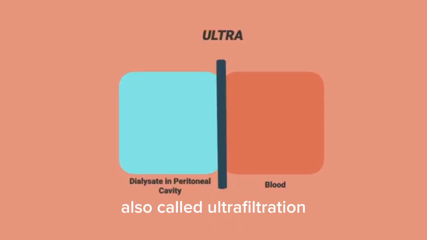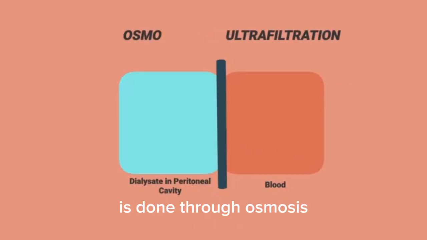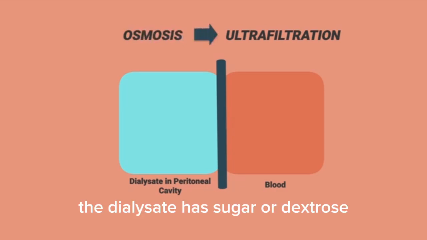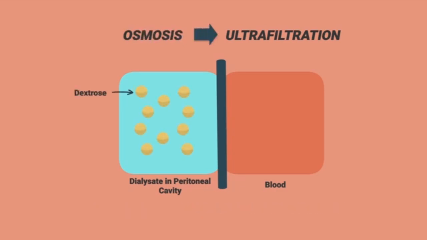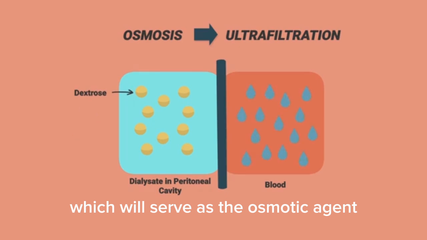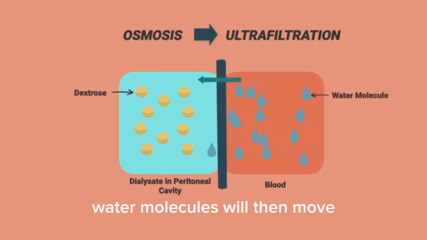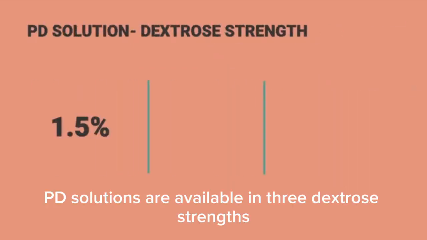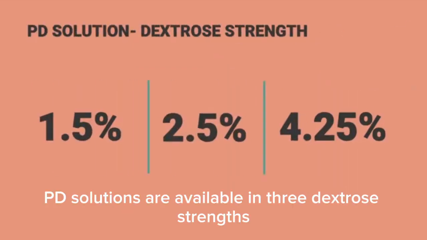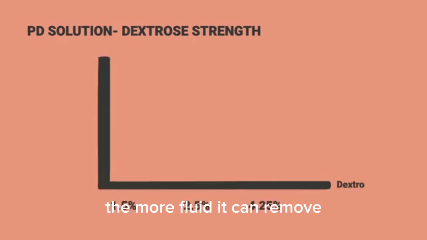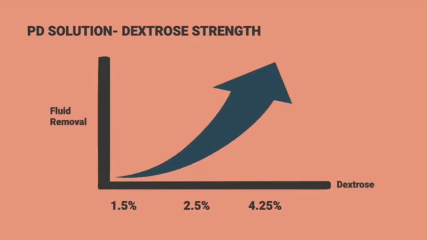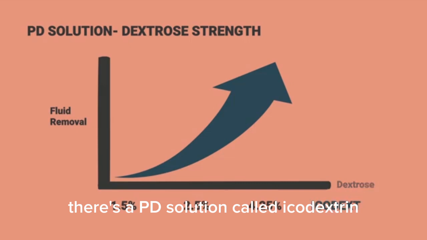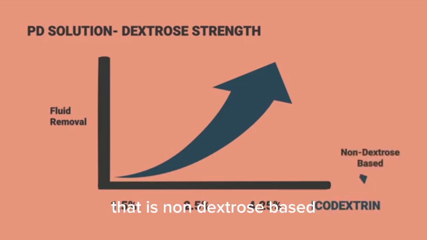Fluid removal, also called ultrafiltration, is done through osmosis. The dialysate has sugar or dextrose, which will serve as the osmotic agent. Water molecules will then move from the blood to the dialysate. PD solutions are available in 3 dextrose strengths. The higher the solution, the more fluid it can remove. There's a PD solution called icodextrin that is non-dextrose based, and it can do ultrafiltration with an extended dwell time.